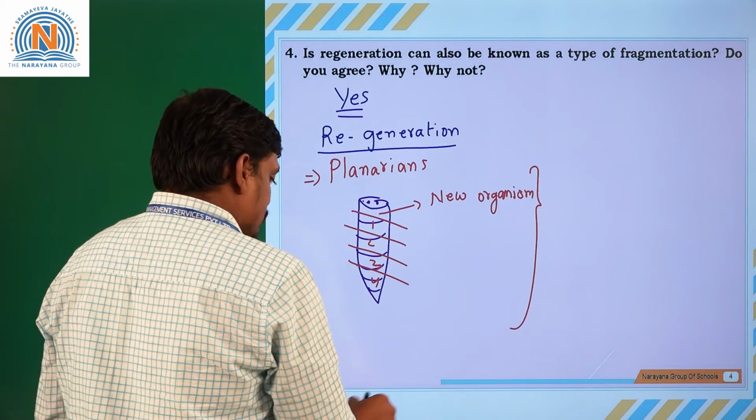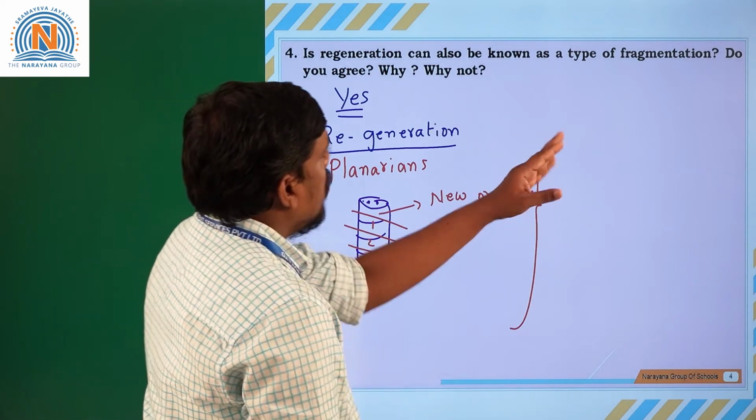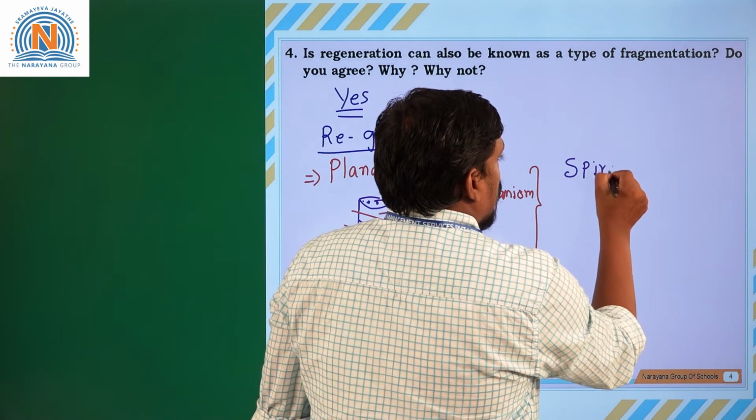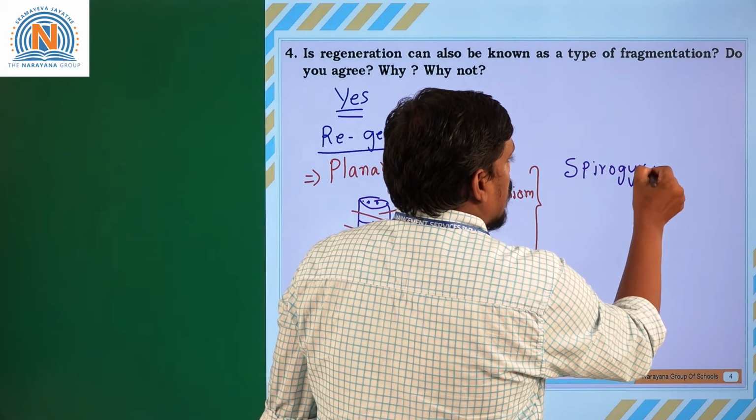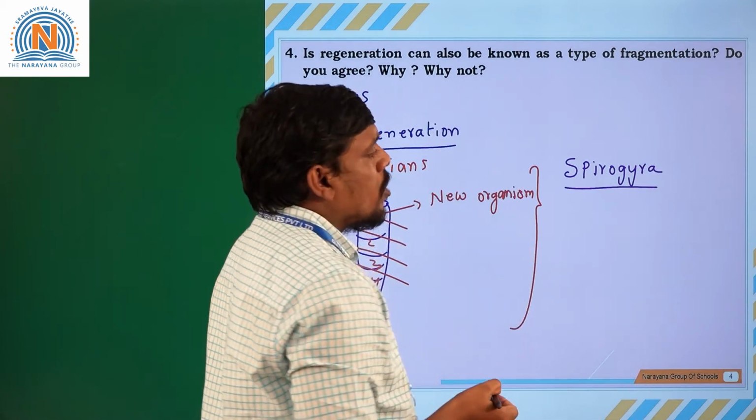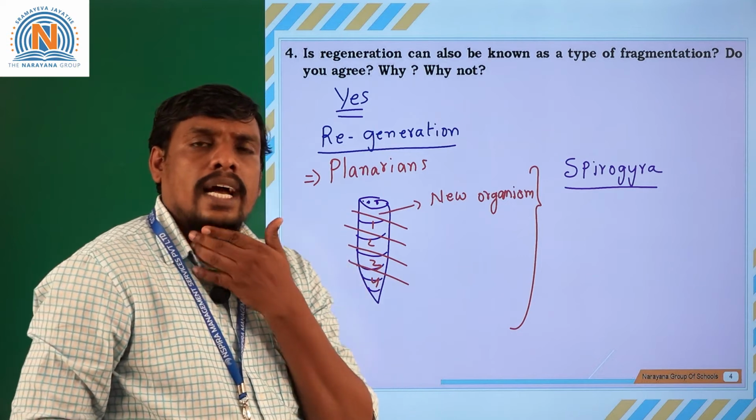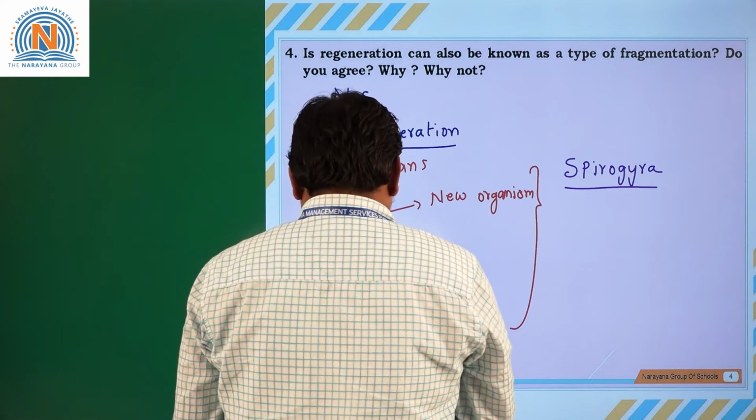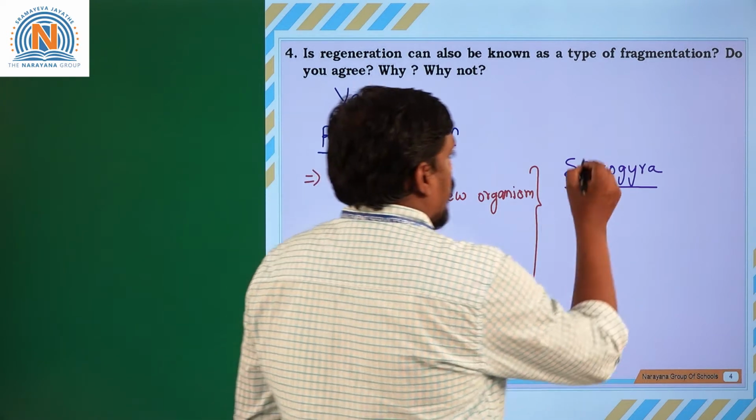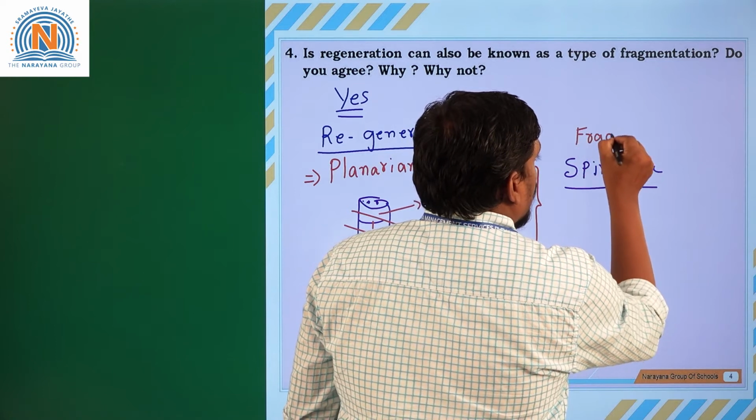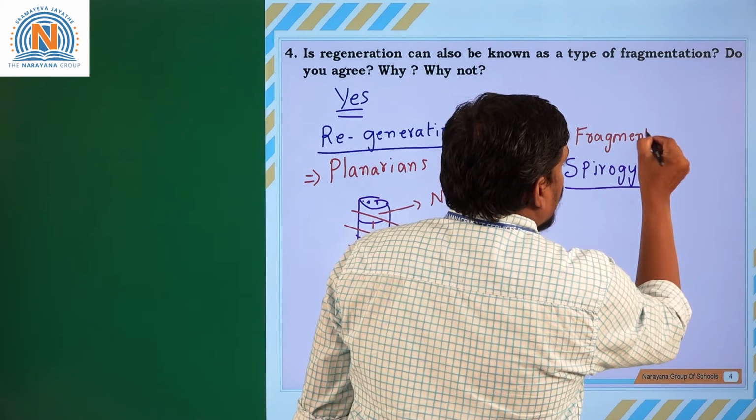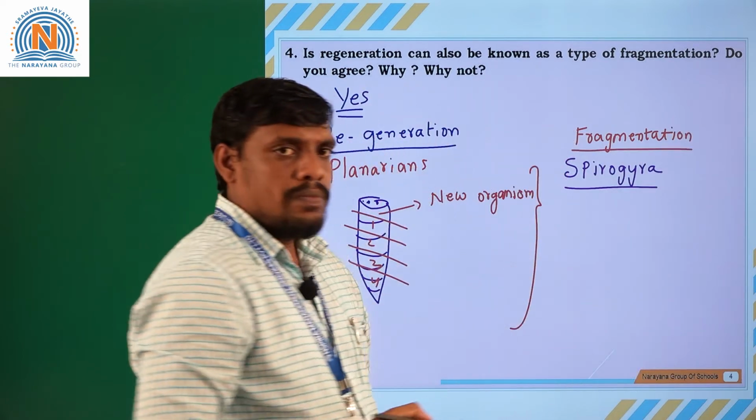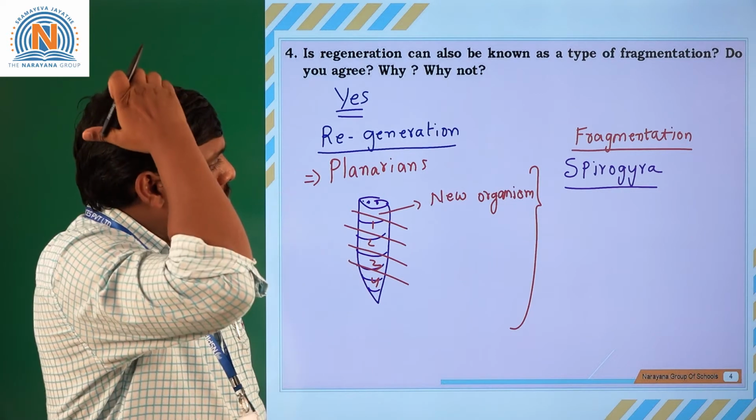Whereas if you look at the process of fragmentation, it is well developed in some organisms like algae, especially blue-green algae like Spirogyra, and diatoms, etc. In these organisms, fragmentation is well developed. During fragmentation, what will happen? Let us see. What do you mean by fragmentation? How can you define fragmentation? Division of a living organism into multiple pieces is called fragmentation.